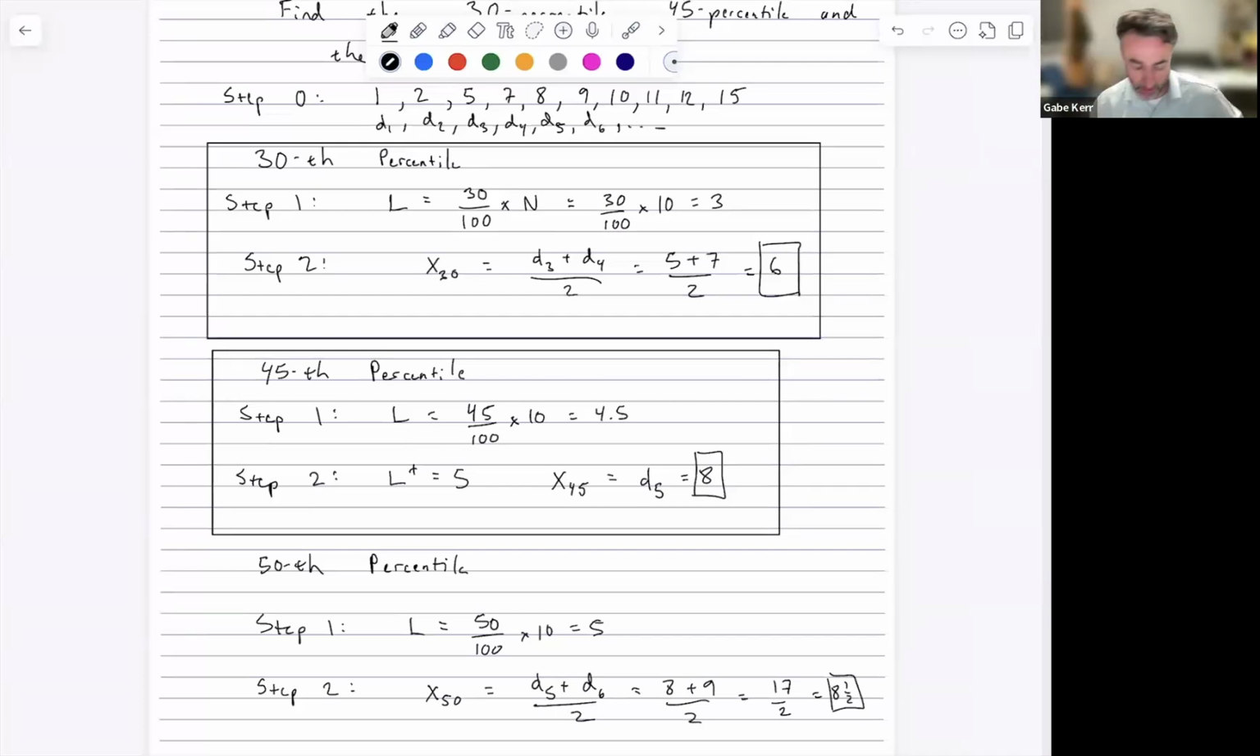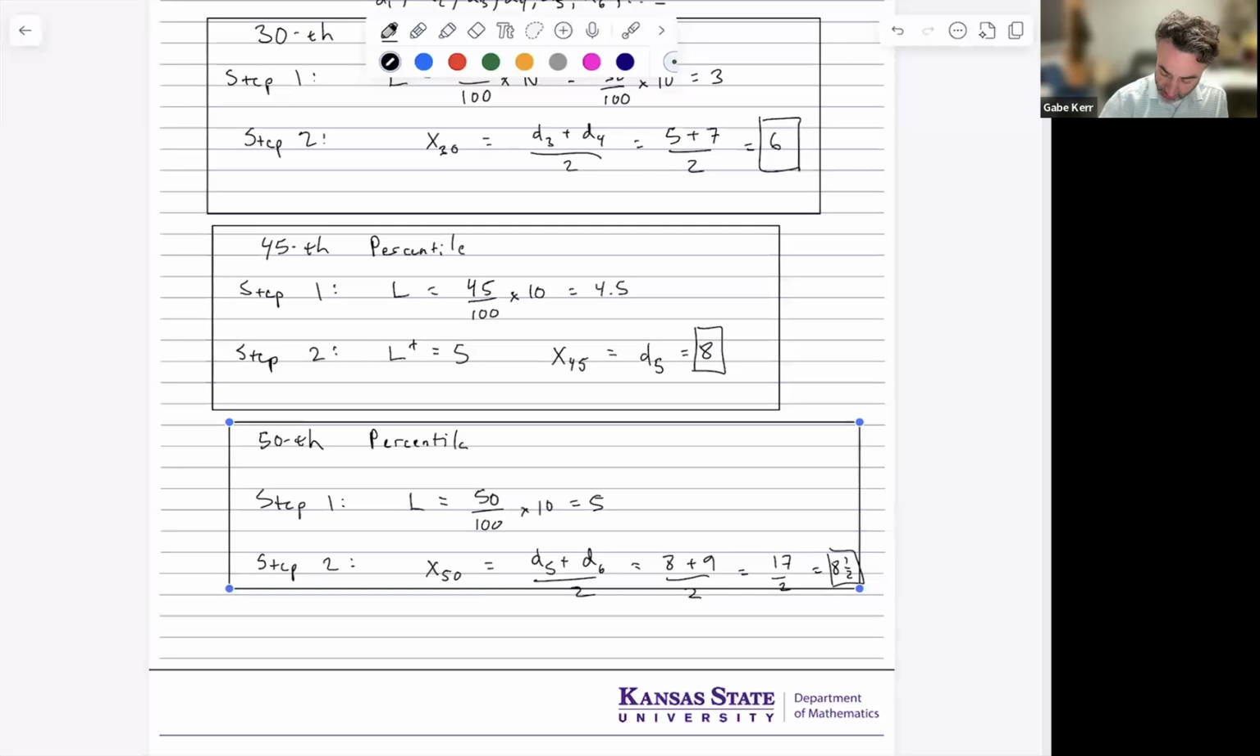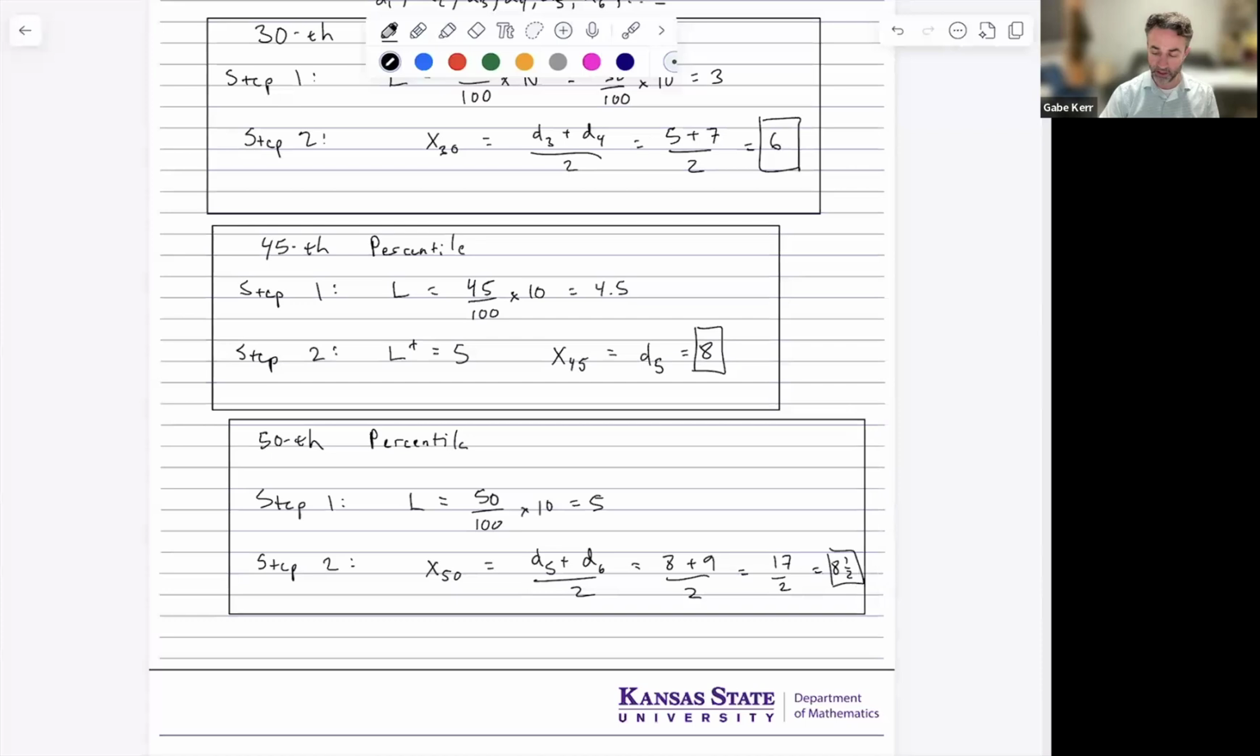So not hard, but it takes a second to get the hang of it, and it may not be a bad idea if you're already writing up a note card for the last exam to go ahead and write down this algorithm, this step-by-step process of computing a percentile.